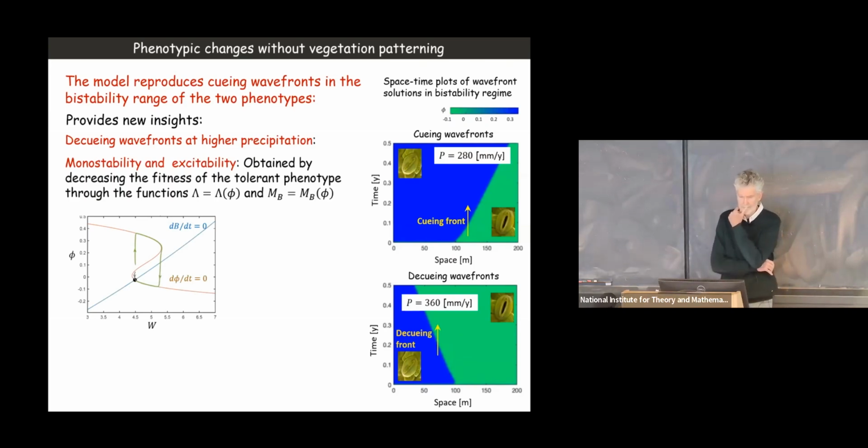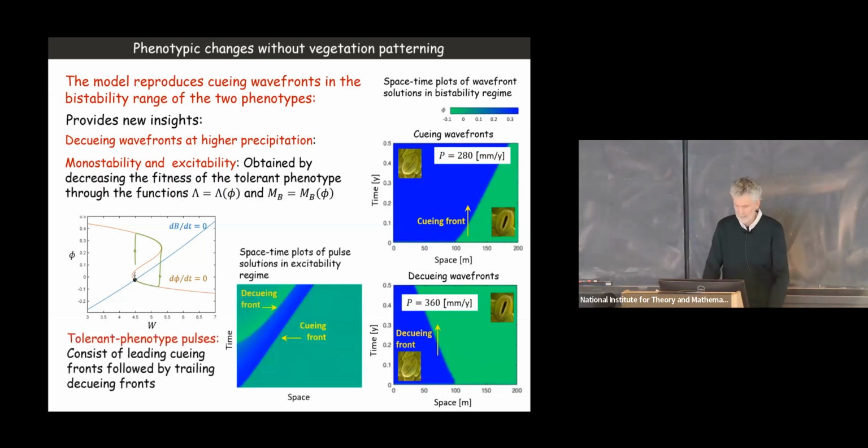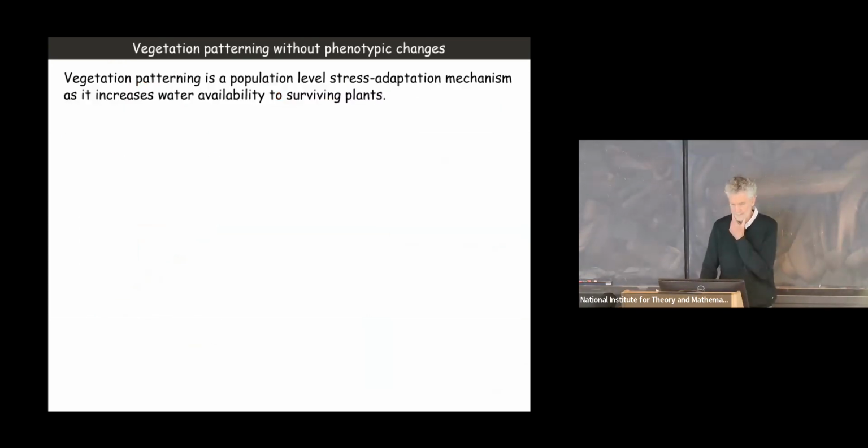Another insight is that by decreasing the fitness of the tolerant phenotype through the functions of the growth rate and mortality on the phenotype variable phi, the system may become excitable because we also have separation of timescales, and then we can have pulses instead of fronts, where the leading front is the queuing front and the trailing front is the dequeuing front. And these still need to be tested experimentally. Let me proceed to vegetation pattern without phenotypic changes.